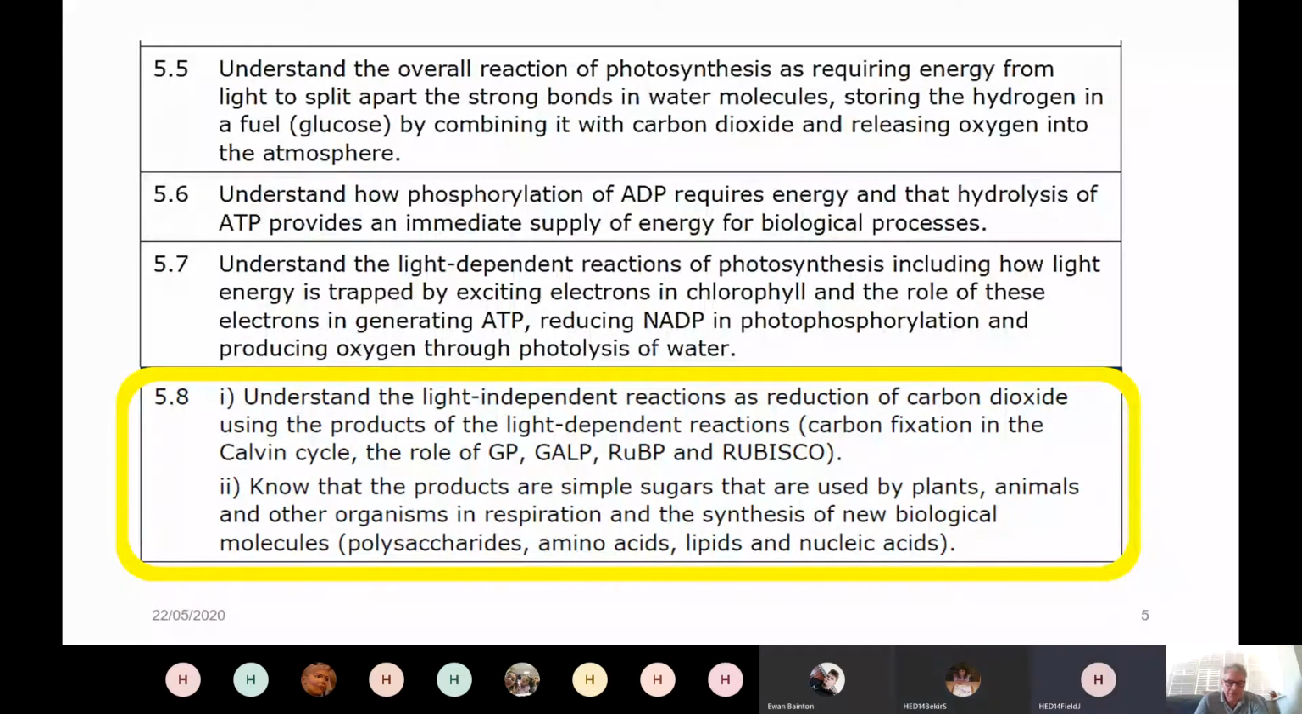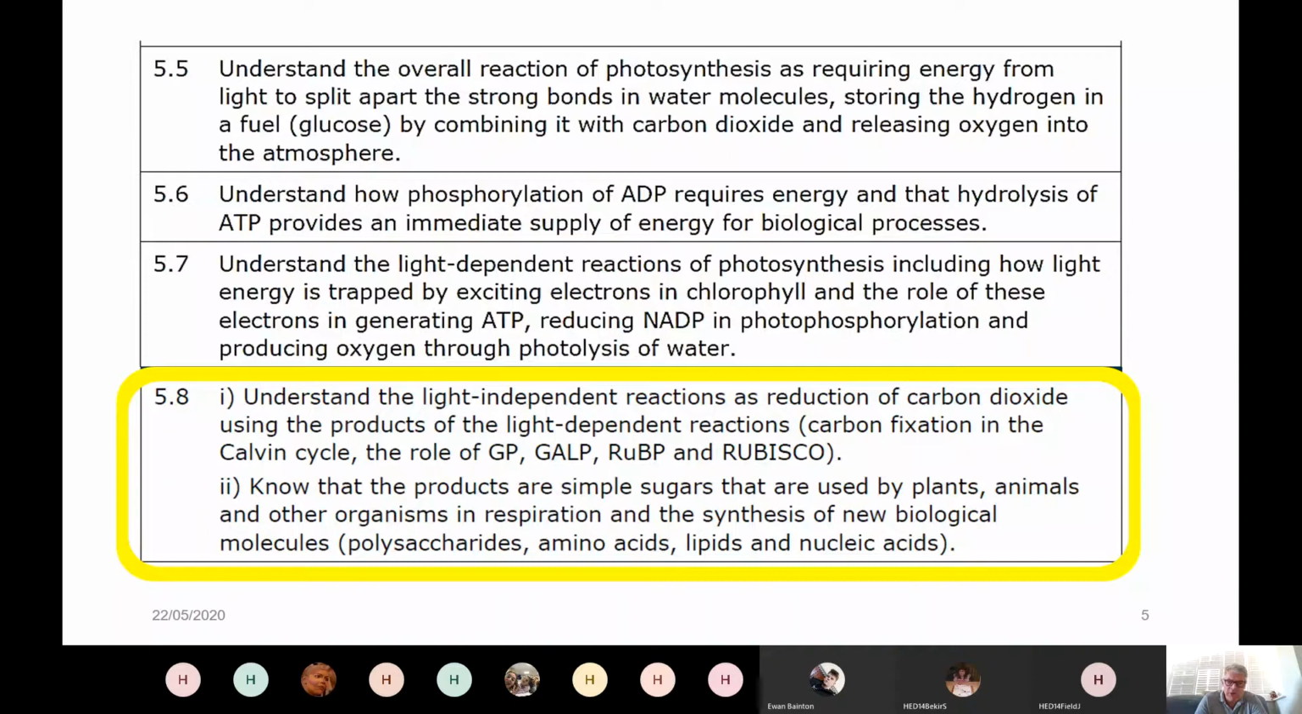Okay, so this is the objective for today. Understand the light-independent reactions as reduction of carbon dioxide using the products of the light-dependent reactions, carbon fixation and Calvin cycle, the role of GP, GALP, RUBP, and Rubisco. Most of what you need to remember here is just these names. It's the terminology. What happens is fairly straightforward. Carbon fixation just means taking carbon dioxide and turning it into carbohydrate. We'll come on to the GP, GALP, RUBP, and Rubisco in a little while.